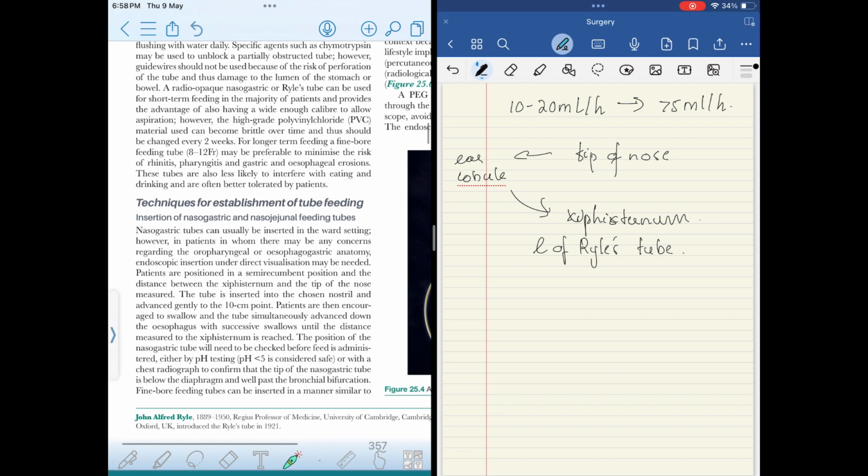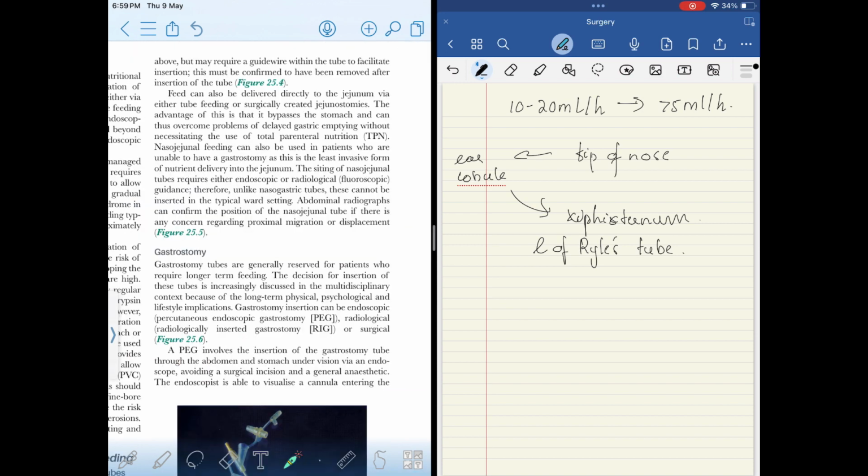Now the tube is inserted into the nose and it is advanced to the 10 centimeter point. Now the patients are asked to swallow and the tube simultaneously goes down the esophagus with successive swallows until the distance measured to the xiphisternum is reached. Now we will also check the position of the nasogastric tube. So we have to check it before the feed is administered. We can take a chest radiograph, we can do pH testing.